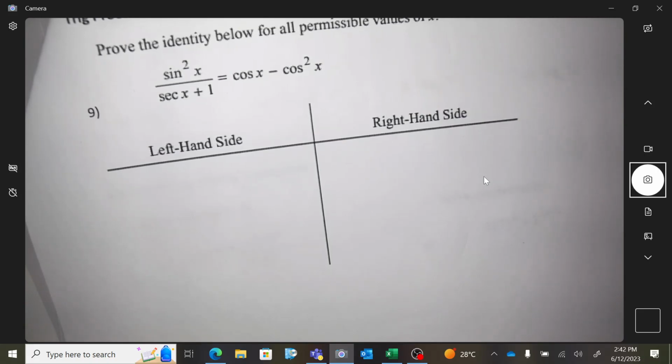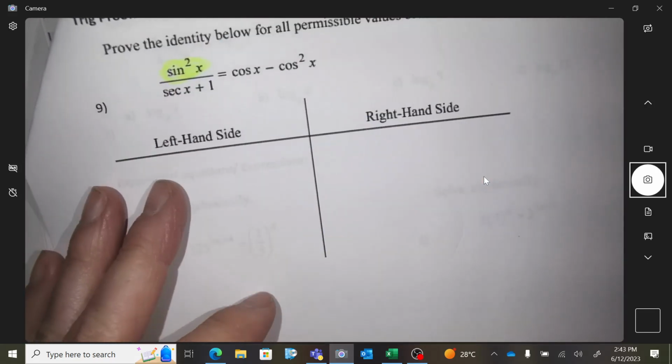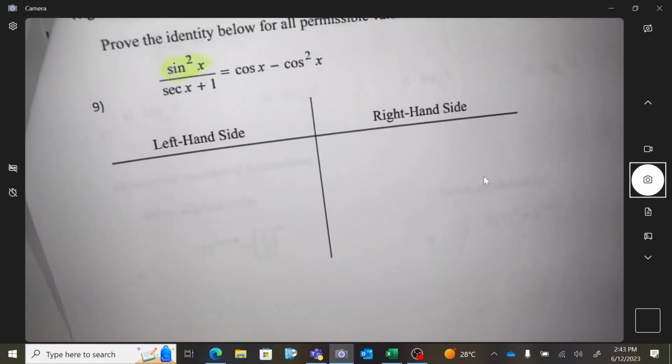Where do I start and why? Where do you start? Okay, here's my thinking. I want to attack this right there. Why? Because it's in our formula, because formulas are with squared things.